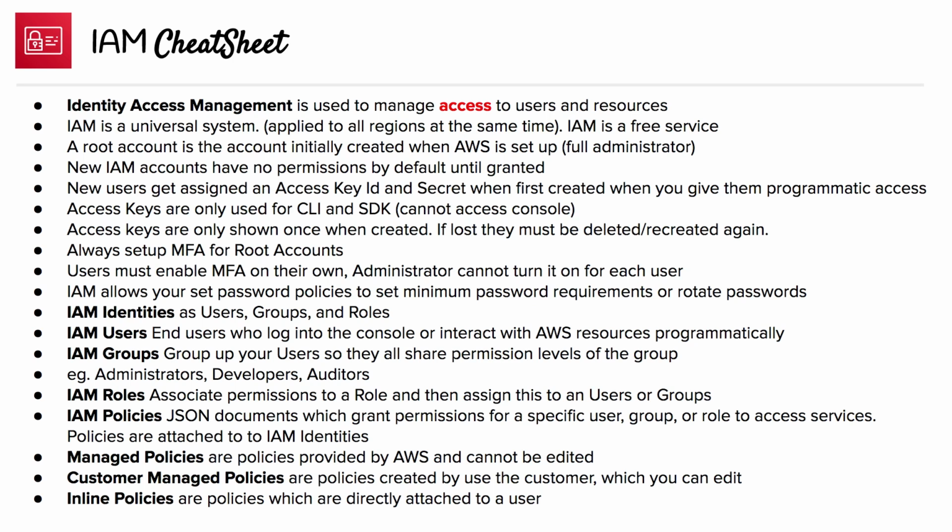groups. Then you have policy, so that is a JSON document which grants permissions for specific users, groups, roles to access services. Policies are generally always attached to IAM identities. You have some variety of policies. You have managed policies, which are created by AWS. They cannot be edited. Then you have customer managed policies. Those are policies created by you that are editable. And you have inline policies, which are directly attached to the user. So there you go. That is IAM.